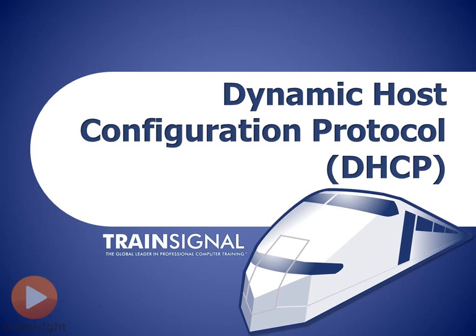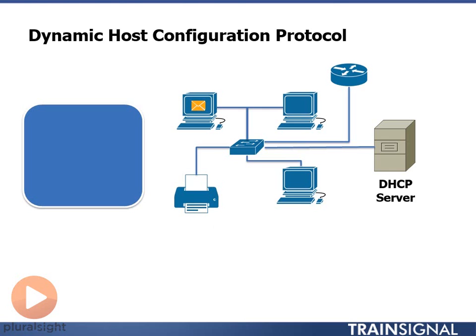In this video we're going to be talking about Dynamic Host Configuration Protocol, or DHCP. In every network environment where we're using IP, we have to assign an IP address to every single device in our network. This little network that we have here, with 3 PCs, a printer, a router, and a server, we could probably do manually.